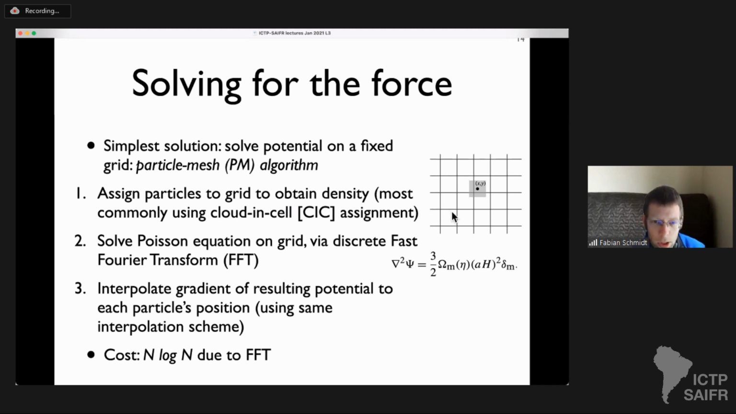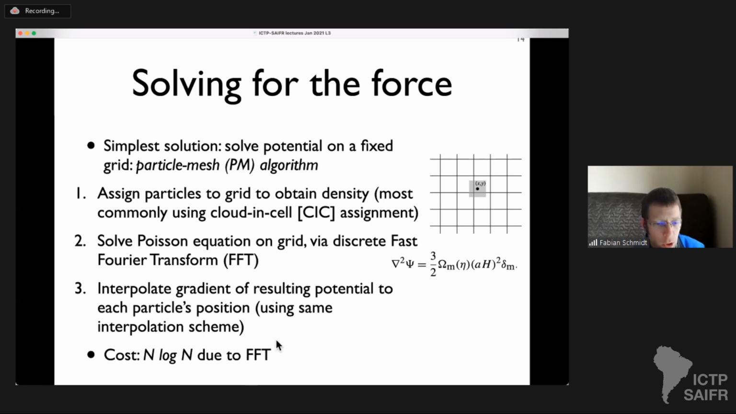So now you can solve the Poisson equation, which is here, using the fast Fourier transform. Right, so you go to Fourier space, multiply or divide by k squared to solve for psi. That's it. And then you go back. And then you interpolate. So then you have the potential on the grid, and then you can interpolate the gradient of the potential. And the nice thing about this is that it really does scale only as n log n in the number of grid cells and particles because of the fast Fourier transform.